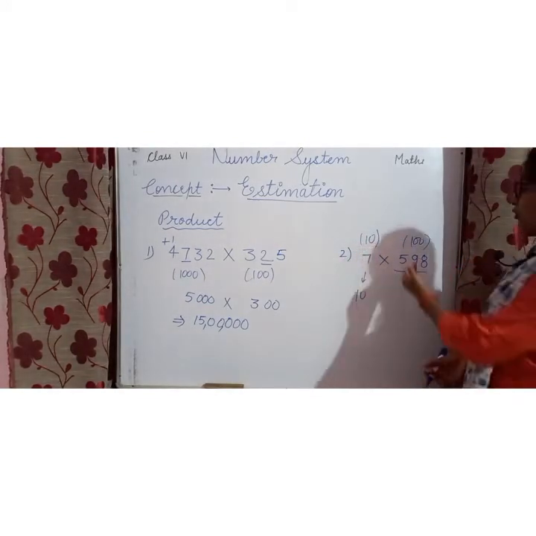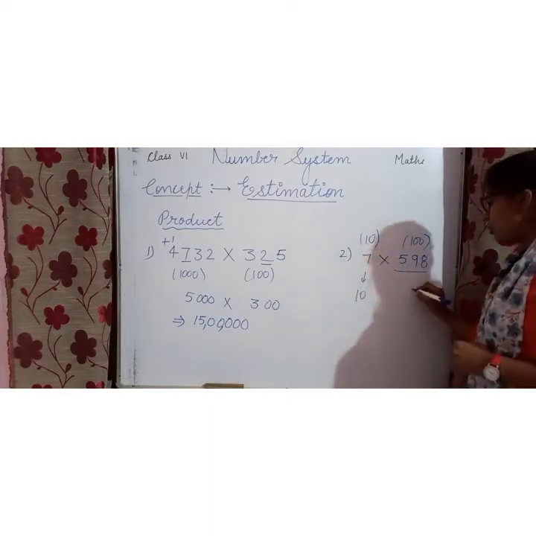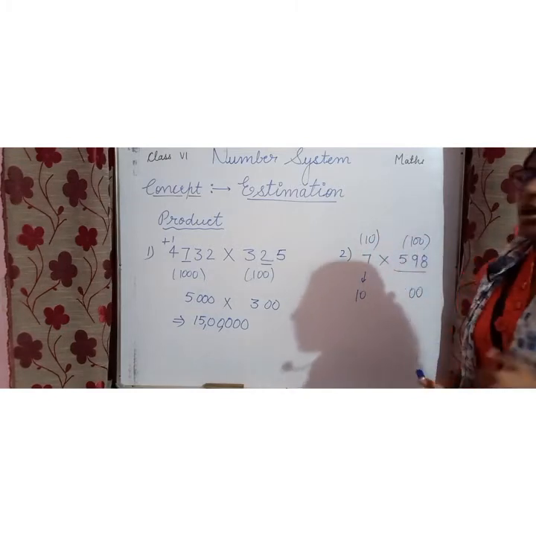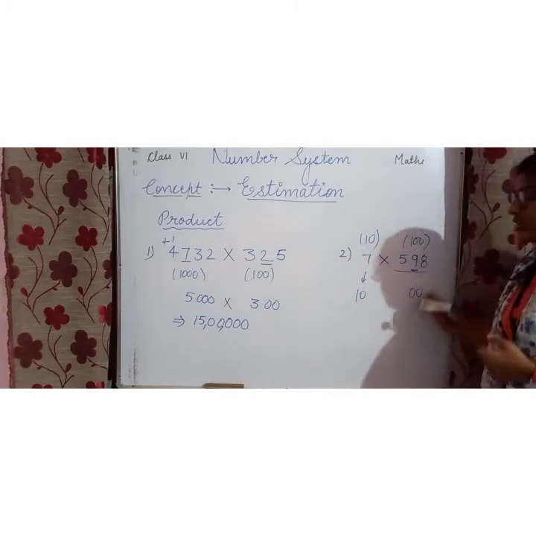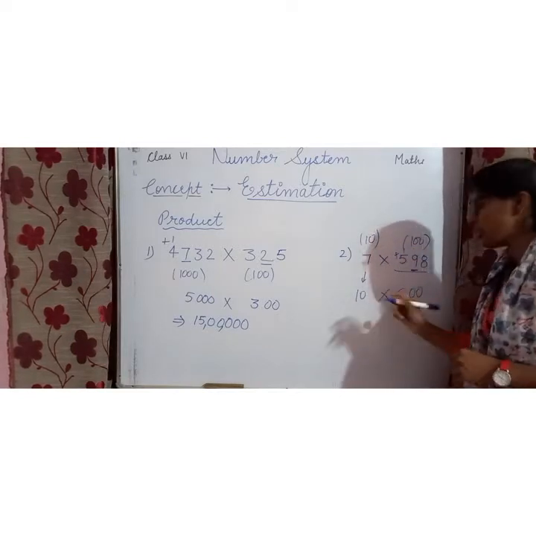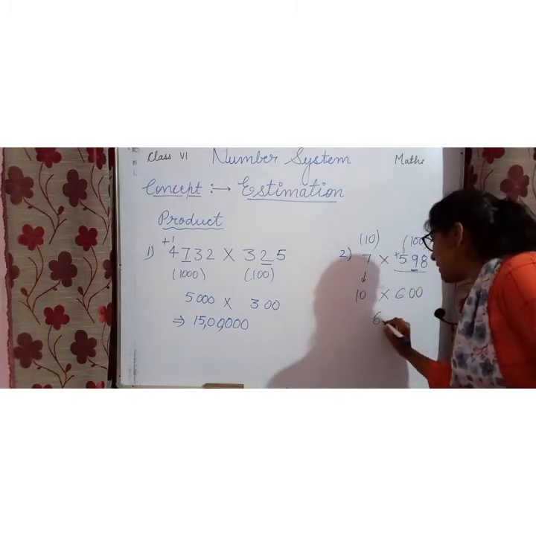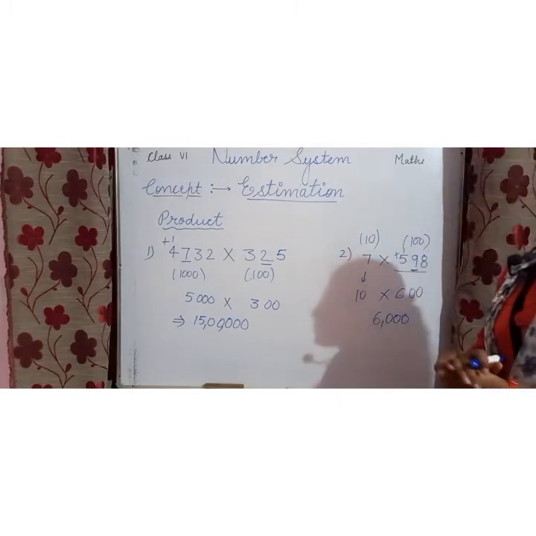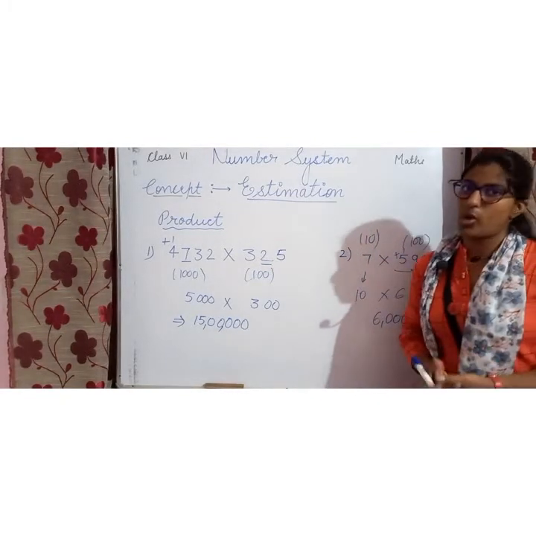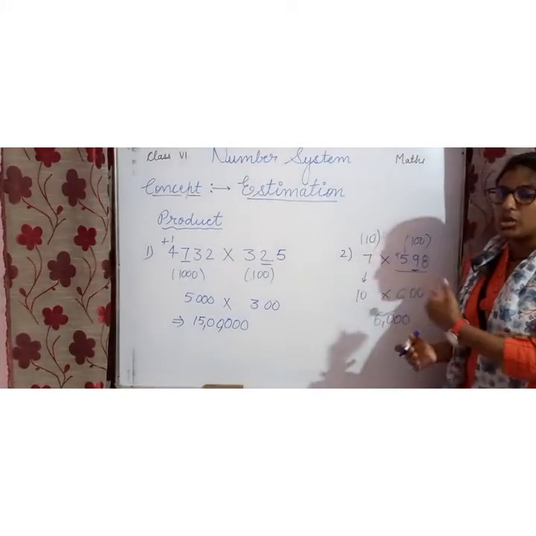When you round off 598 to the nearest 100, what do you do? You put 0 in the ones and tens places, and then you see the tens place. If you have a number greater than 5, that is 9 here, so we will increase the hundreds place by 1, that is 6, and do the multiplication between them. You get your answer here. 10 multiplied by 600, that is 6000. In this way you can do the estimation of the product of any two numbers. Rule number 1 is to round off to the nearest place value, and then we do the multiplication.